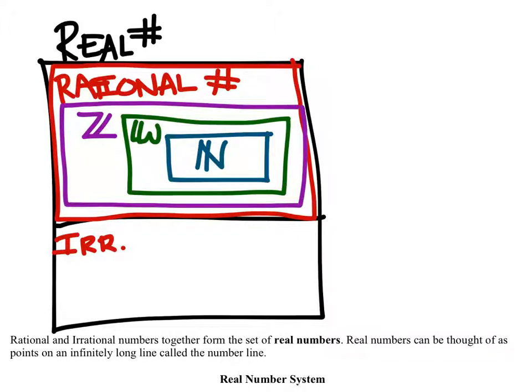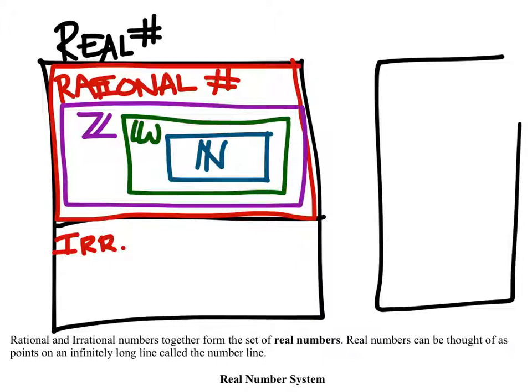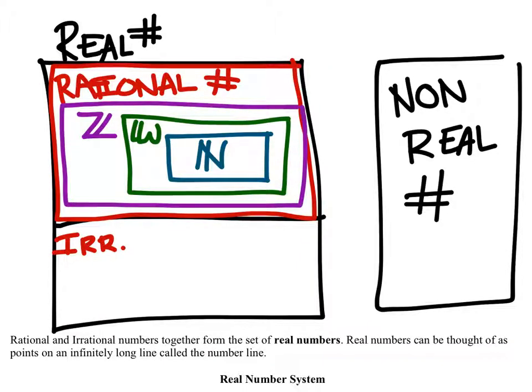And then as a whole different set of numbers, we have non-real numbers. So this is non-real numbers, which is separated completely from all of the real numbers, because they're not real. You either have a real number or a not real number.